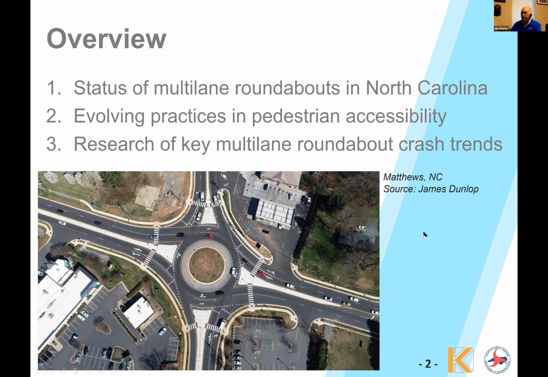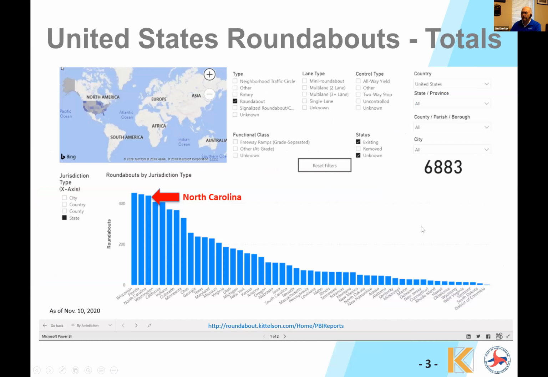Now just a quick bit of bragging about roundabouts in North Carolina. Much of what I showed during my NICSITE Back to Basics presentation in May, but I have some updated statistics. Kittelson maintains an inventory database. If you haven't gone there, it's a great tool. You can browse around, see what every state is doing. From this slide, you can see we're third in the country, just a little bit behind Wisconsin.